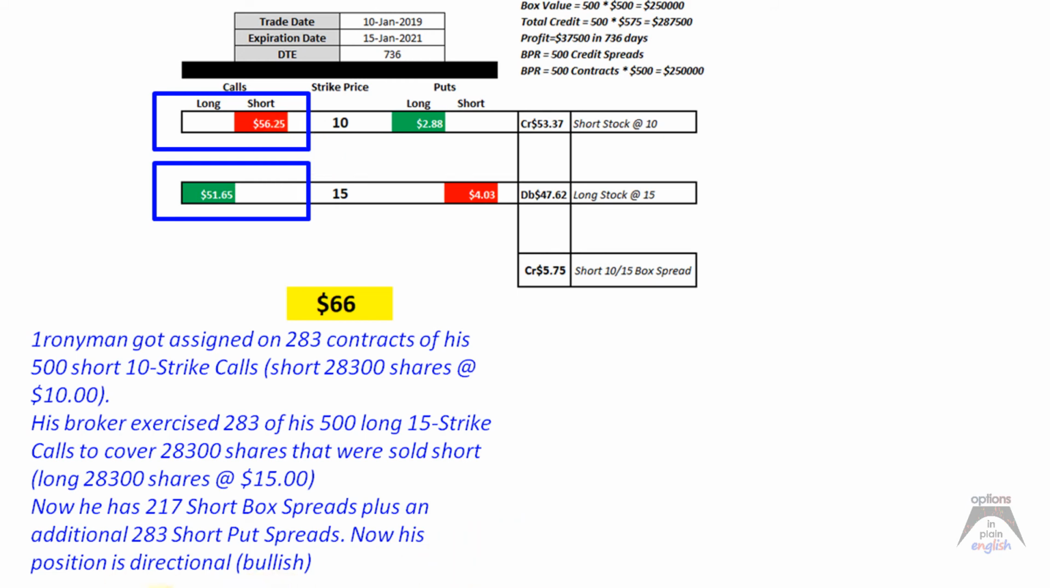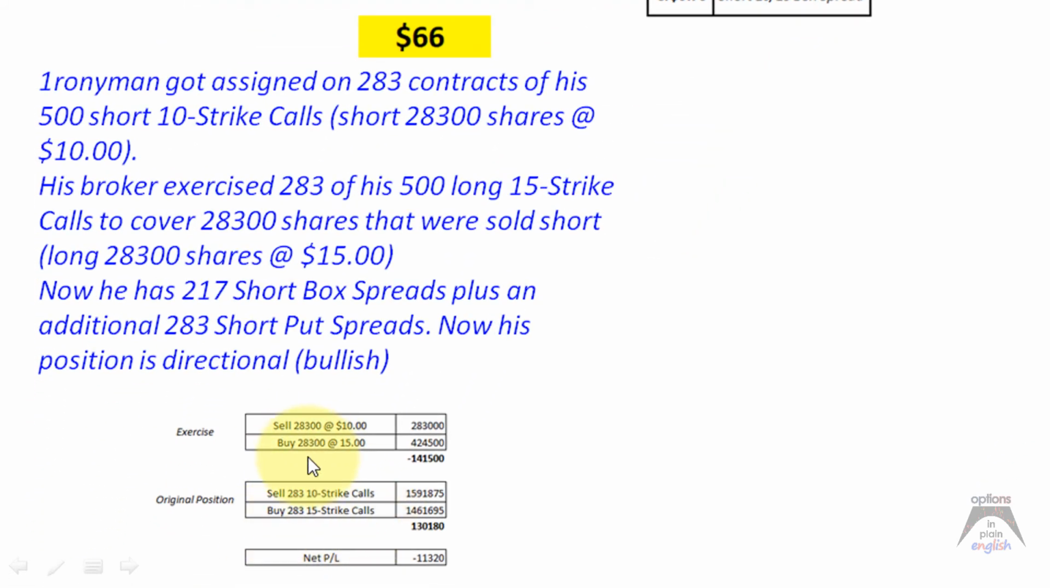So as a result of the exercise and assignment, he's going to sell 28,300 at $10 and buy at $15. So he's going to lose money. But remember, for those 283, he sold the calls that brought in a lot more money than he paid for. Yes, he lost 141,500 here and then 130,000 here. Altogether, on the 283, it's actually not catastrophic if you think about it, because he only lost $11,000. Remember, 287,500 went into his account as a result of selling the box spread. So we're still fine. This is not a problem.